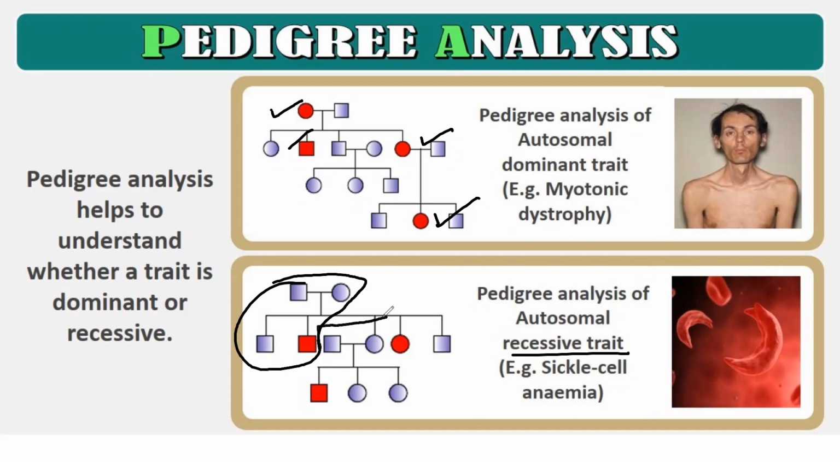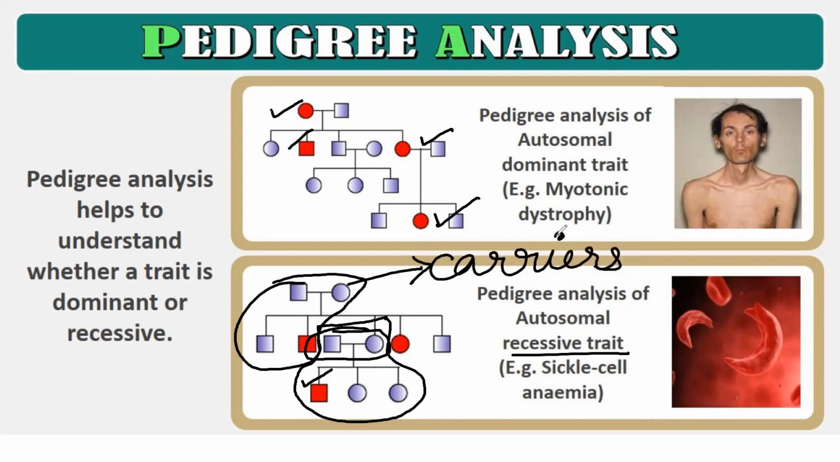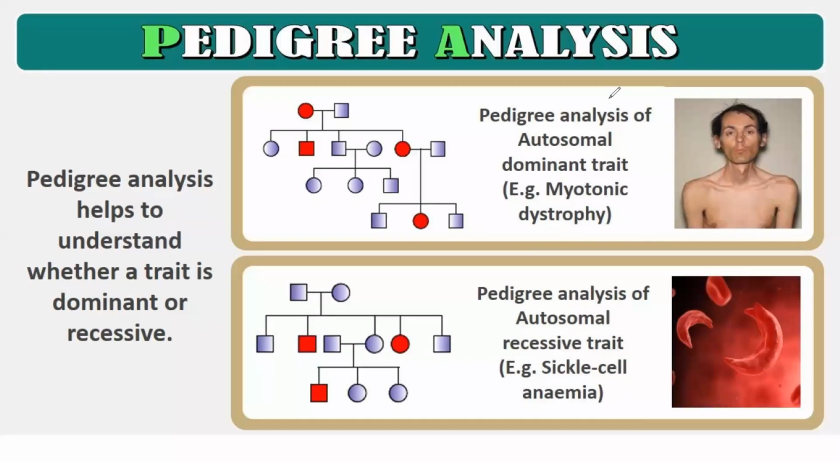Then here, both the parents are non-affected. They are not red in color, but they show one red individual. So that means here the recessive are the carriers. Carriers are the ones that carry a recessive gene but are not affected.